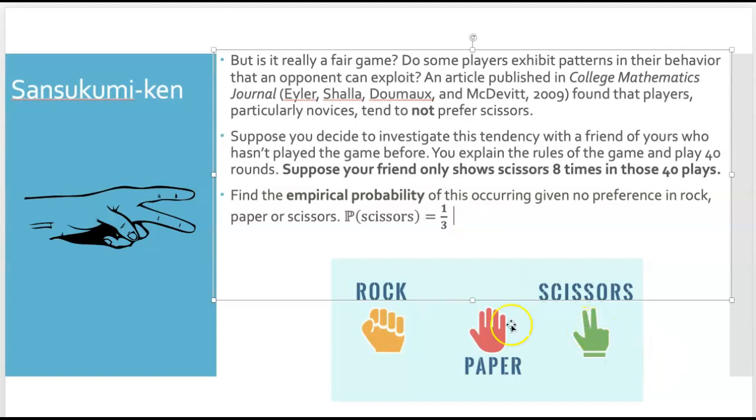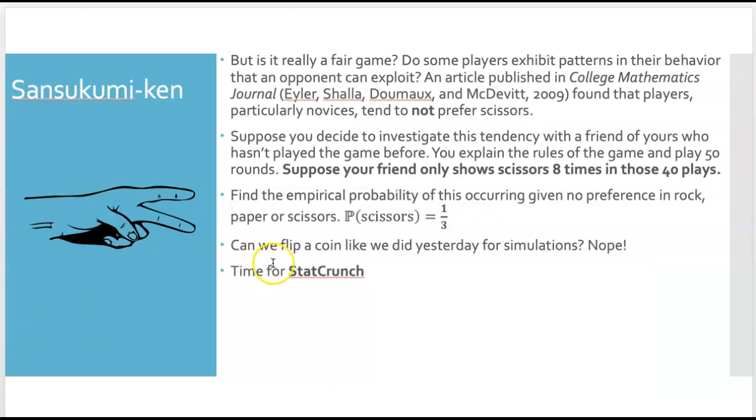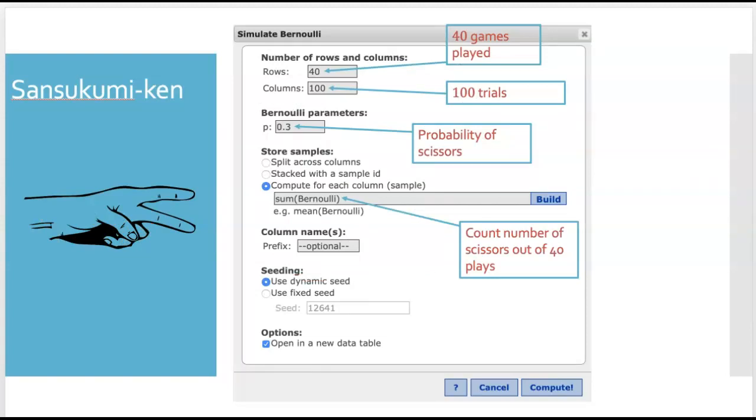So we really need StatCrunch in an example like this. We cannot flip a coin like we did for kissing the right way, so we're definitely going to have to use StatCrunch. In StatCrunch, we just go to Simulate, Bernoulli again.